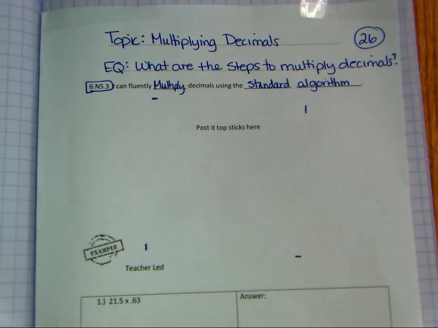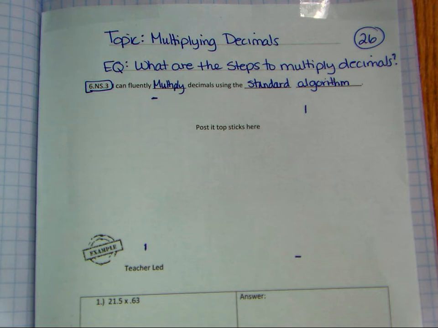Now, when we did our adding and subtracting decimals, we remembered that we lined up our decimal points, and then we added zeros as placeholders. Do you remember that, guys? Okay, good. So the difference between that and multiplying decimals is we do not line up our decimal points when we multiply decimals. Instead, we line up our numbers and we deal with the decimal points later.